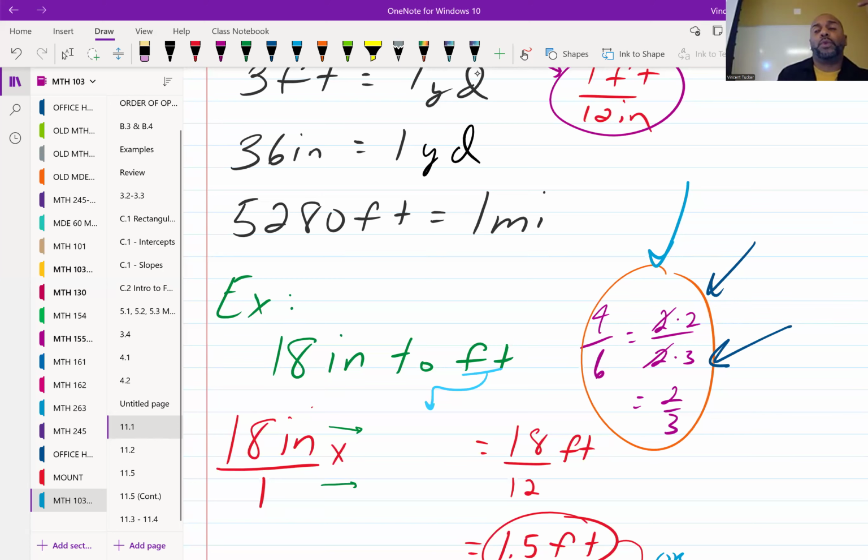All right. So the way that we use these conversion factors, we start off by taking what we have initially and placing it over 1 to create a fraction. So I got that 18 inches, and I'll place it 18 inches over 1.